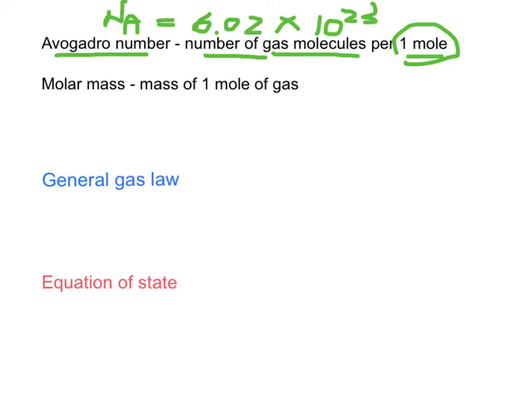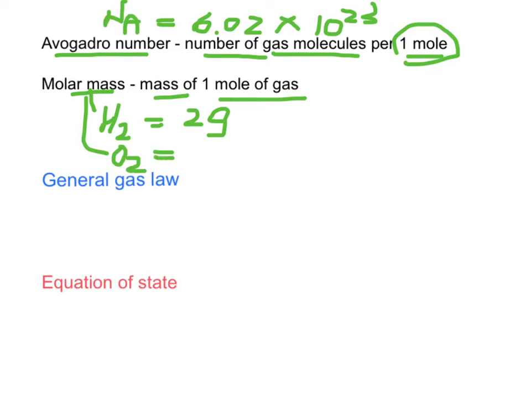Next, what is molar mass? Molar mass is the mass of 1 mole of gas. The molar mass of hydrogen gas is equal to 2 grams, and the molar mass of oxygen gas is equal to 32 grams.